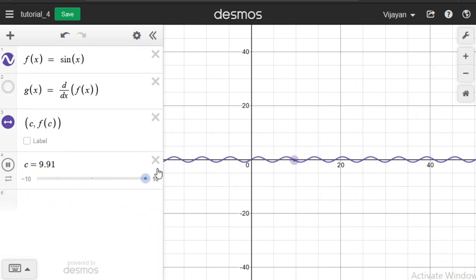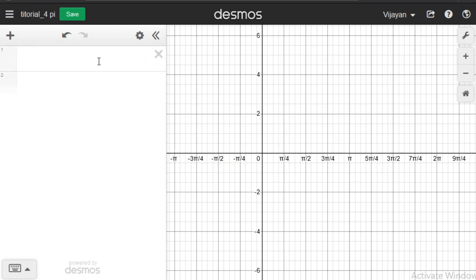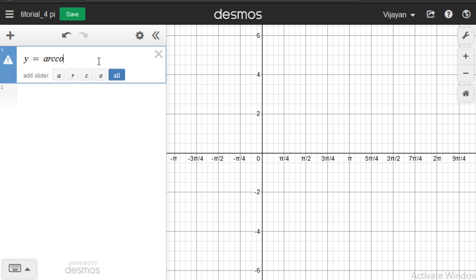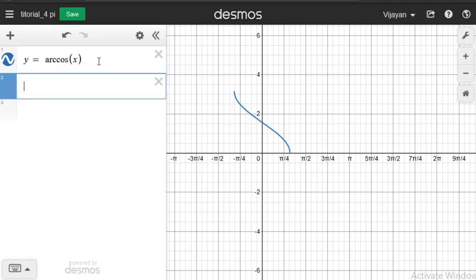So let me just close all this. So we will discuss the trigonometric graphing. So for this, suppose I want to plot y is equal to arc cos x. This is that function.